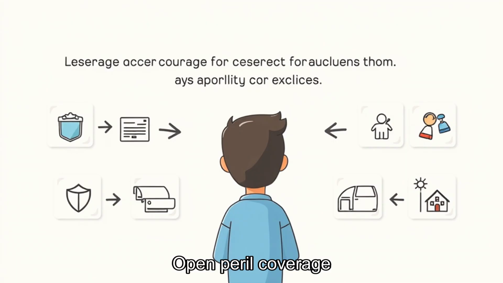Open peril coverage starts wider. In real life, it assumes coverage for accidental loss unless the policy excludes it. The pressure comes from this. The exclusion section becomes extremely important. The result can be wide coverage does not mean every possible loss is covered.